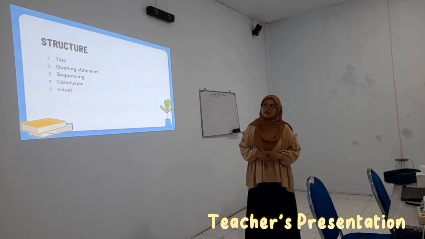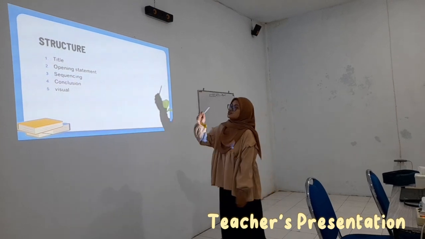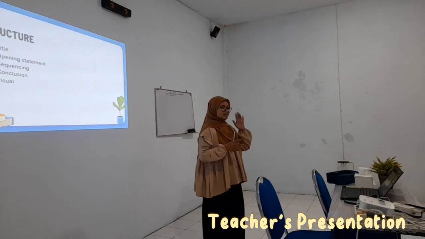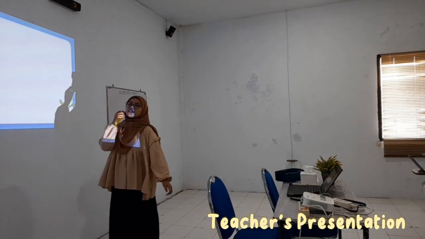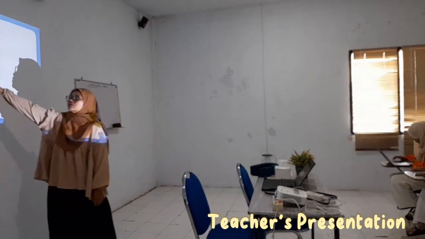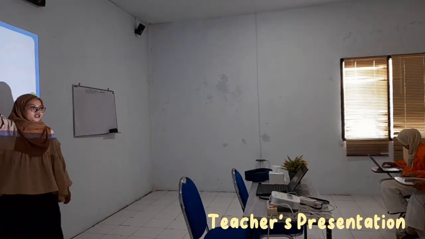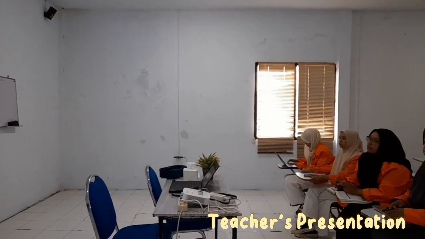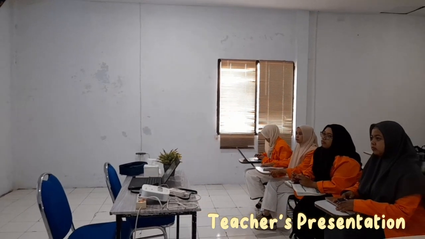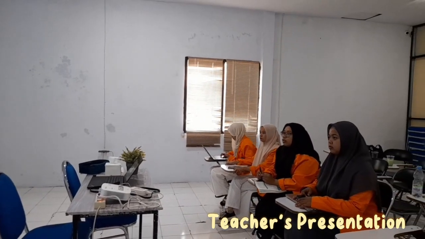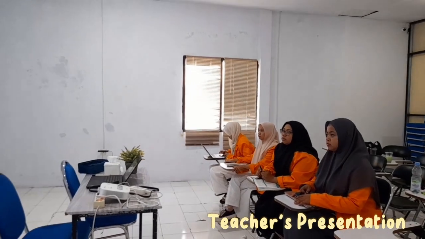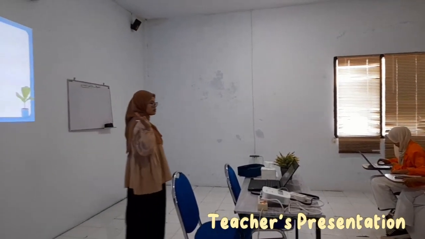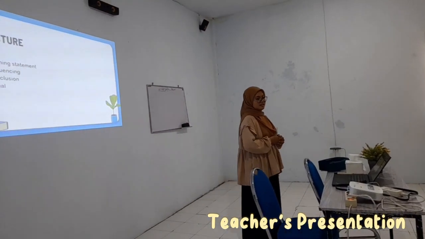First we move to the structure of explanation text. Jadi ini adalah membahas tentang struktur-struktur ketika membuat teks eksplanasi. Yang pertama yaitu title, judul. Kemudian yang kedua opening statement. Kemudian yang ketiga yaitu sequencing. Yang keempat conclusion, kesimpulan. Terus yang kelima yaitu visual. Jadi this is the structure if you want to make explanation text.